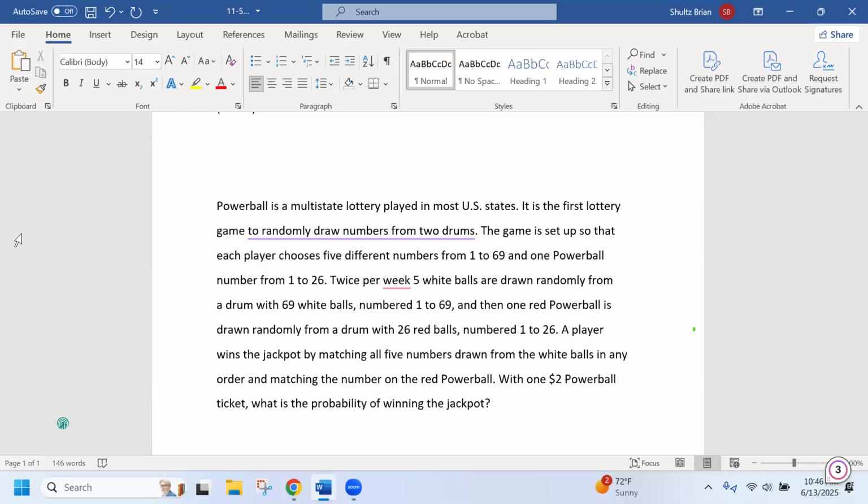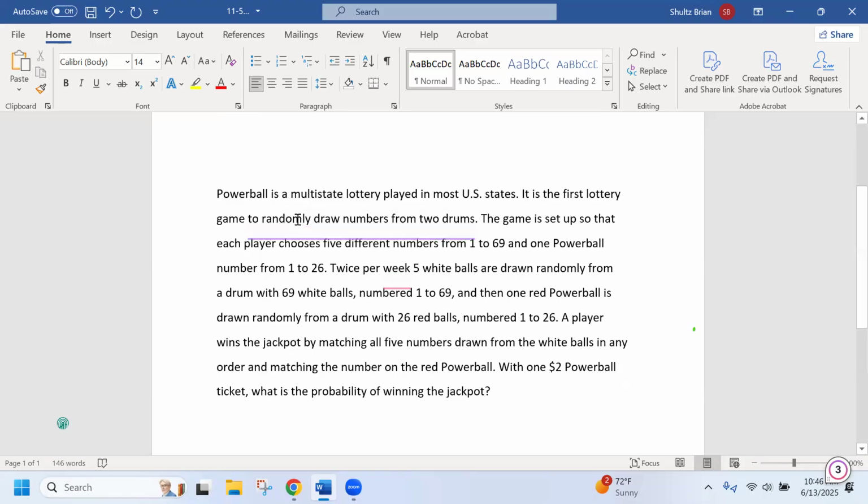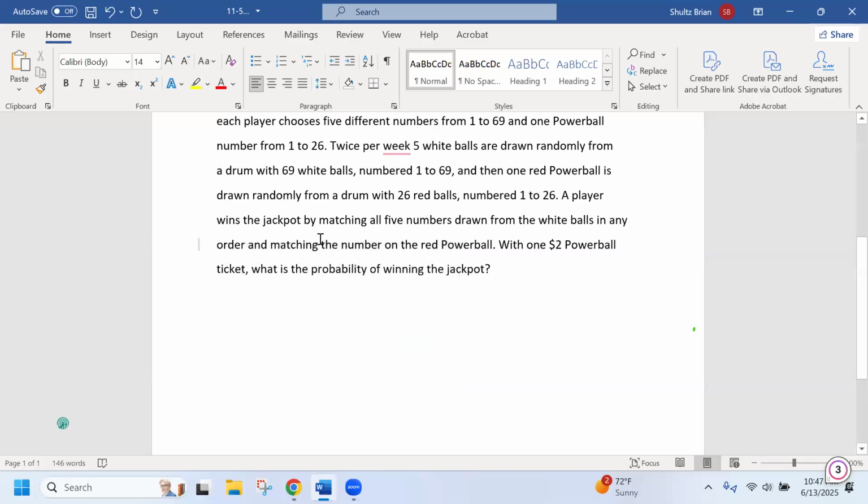Twice per week, 5 balls are randomly drawn from a drum, and then 1 red Powerball is drawn from the other drum, which has 26 numbers, 1 to 26. A player wins the jackpot by matching all 5 numbers drawn in any order and then matching the red Powerball, with a $2 Powerball ticket. What's the probability of winning the jackpot? The key to all of these is that part over whole idea.